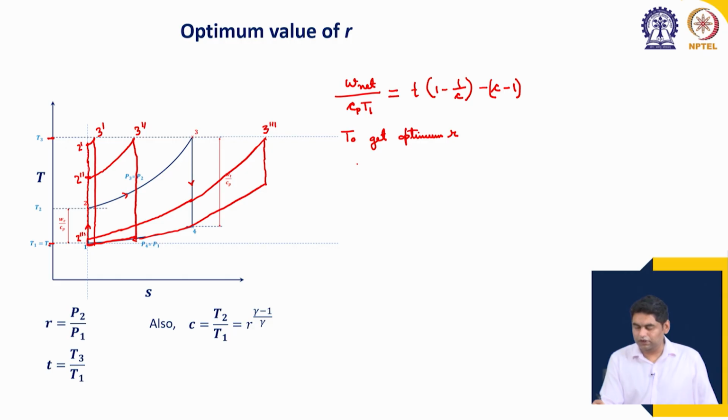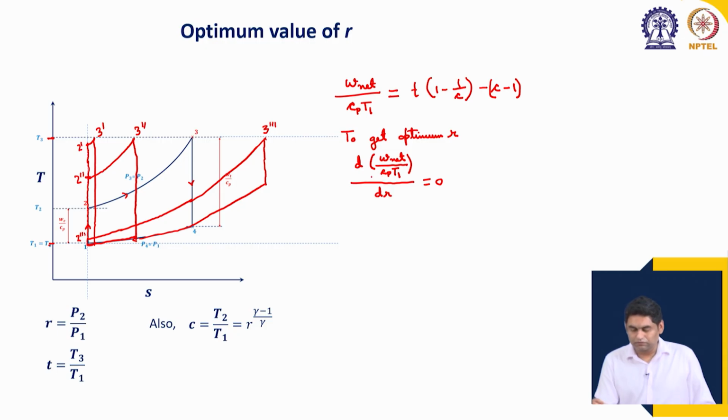we take a derivative of this net specific work output, or more correctly non-dimensional net specific work output. Remember that non-dimensional because we are non-dimensionalizing it with CPT1, net because this is the net work output, so after removing the compressor work, and specific work output because this is per unit mass flow rate of the working fluid. Okay. So, non-dimensional net specific work output. So, we take the derivative of this with respect to R and equate it to 0 to get the optimum value of R.